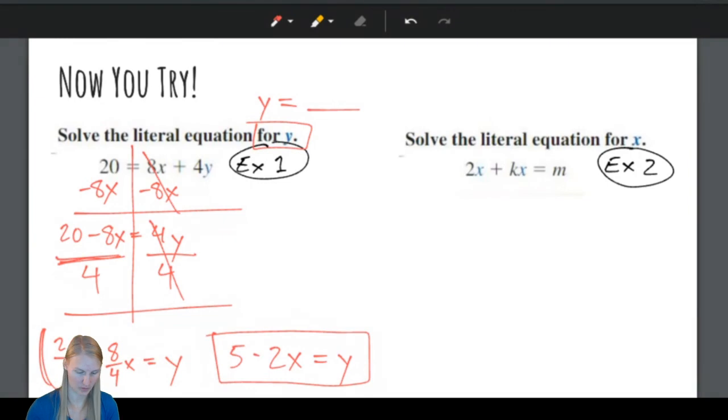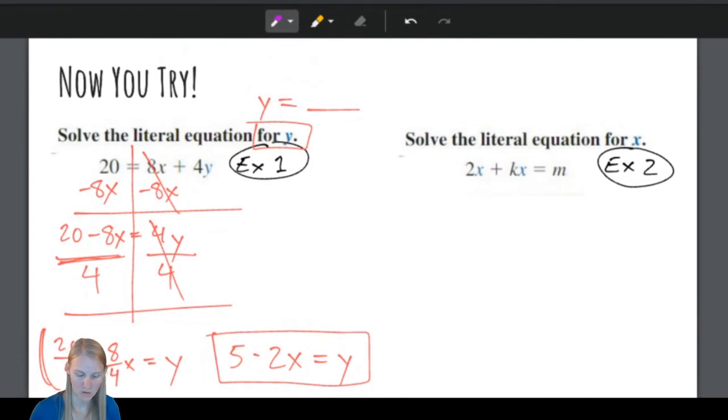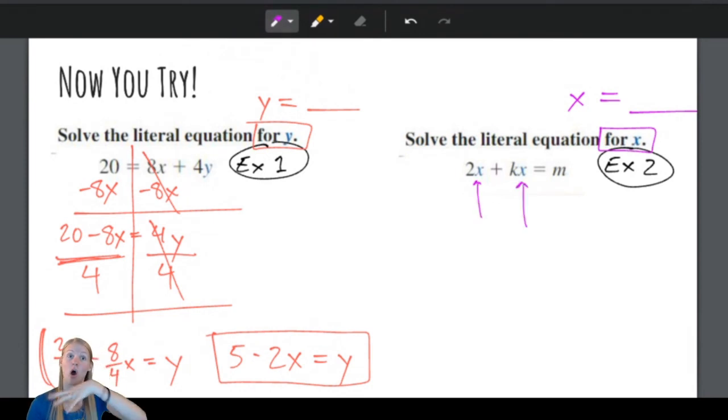Alrighty. Beautiful. Okay, let's move on to the next one, but we'll use a different color. Now we are solving for x. So I want x equals something. First thing I notice is that I have an x here and an x here, which means that I can undo my distribution and I can pull the x out over here.